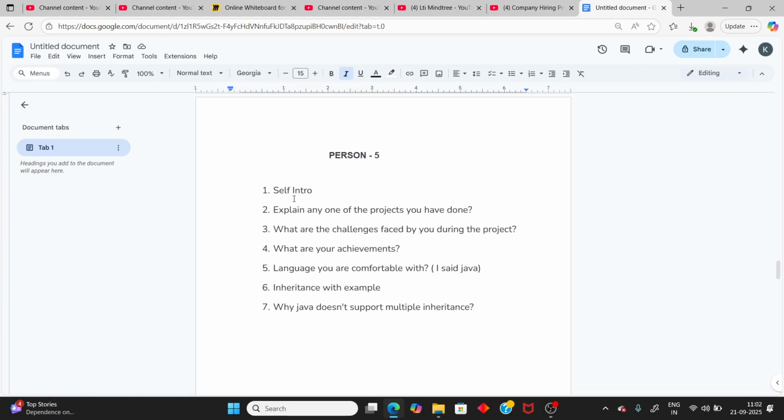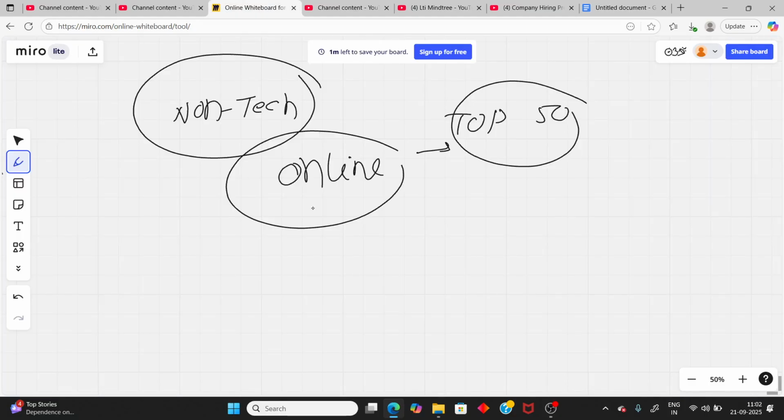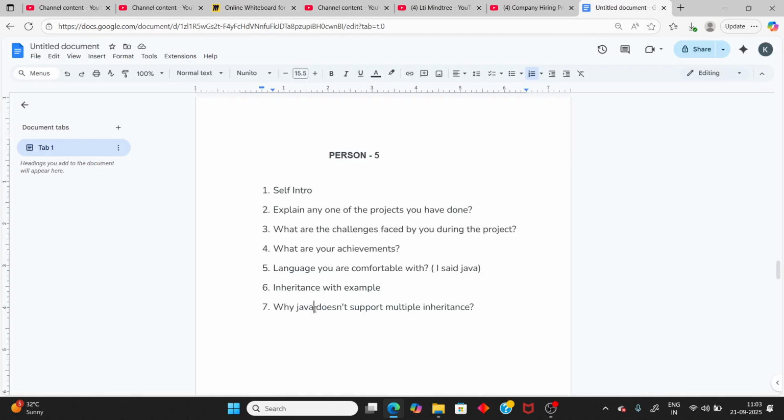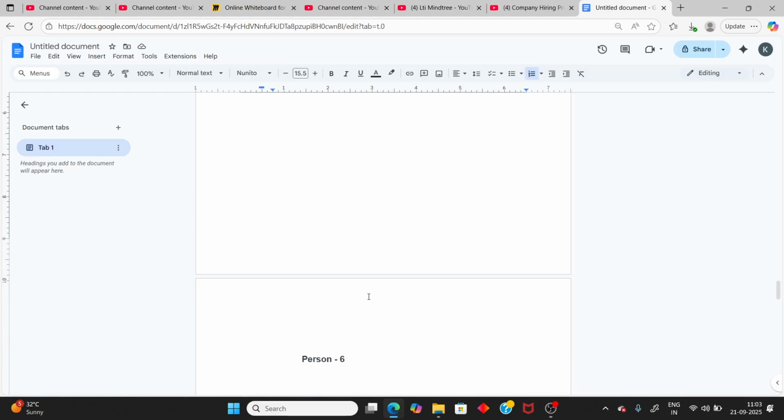Answer like person 5: self intro, explain any of the projects you have done. So that is actually mainly HR questions and project. They asked just coding once, and the concepts. That is their main fundamentals, and people don't ask more than that. And interface, why Java does not support multiple inheritance.